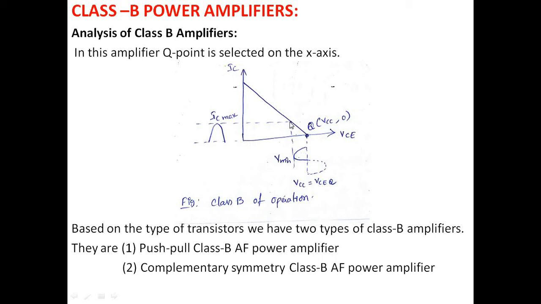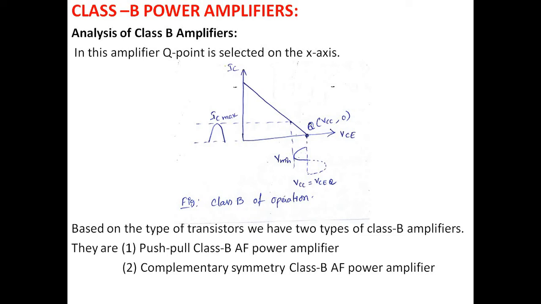Now the operating point is chosen nearer to cutoff, and it is very clear from this figure. The operating point is shifted towards the cutoff, which is nearer to the x-axis. Whenever you move towards the x-axis, we know the problem: it removes or eliminates the negative half cycle of the signal. In this case it only allows one half cycle and the remaining half cycle gets eliminated. That is the basic principle of operation in class B power amplifier.